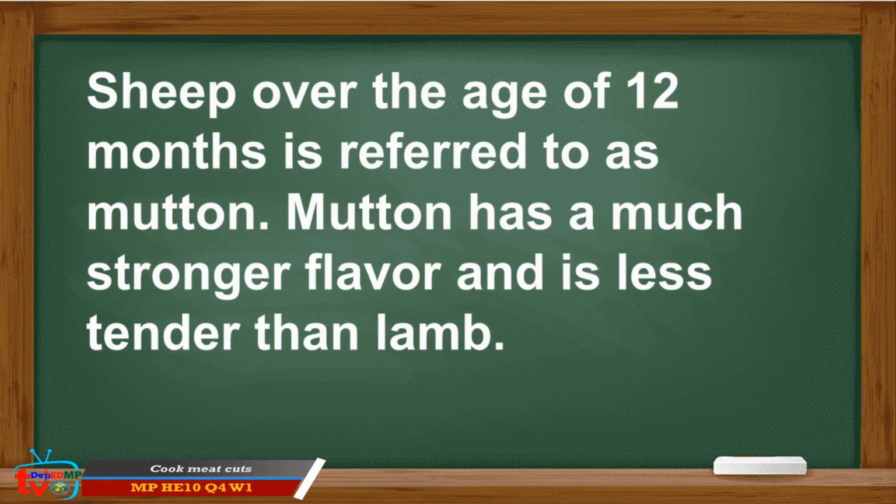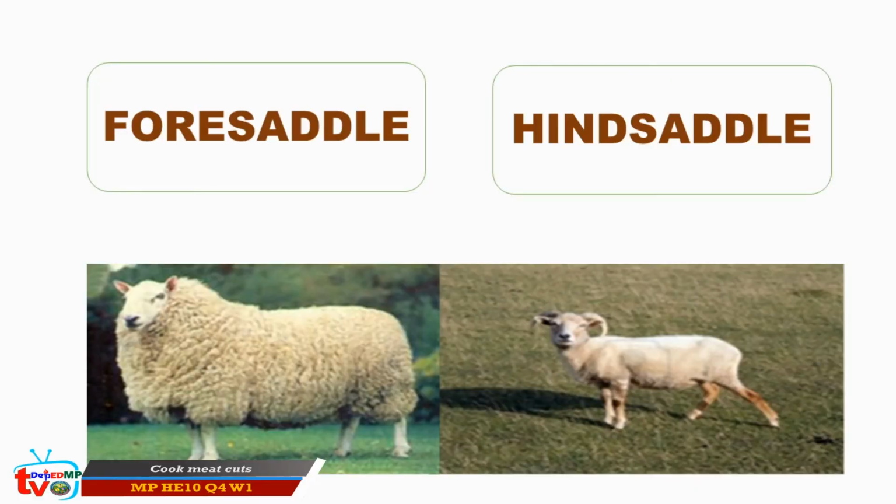Unlike beef, which is divided into sides before being broken down into its basic primal cuts, and pork, which is butchered into its primal cuts straight away, lamb is first divided into front and rear sections, called the foresaddle and hindsaddle. From there it is then fabricated into the four basic lamb primal cuts.